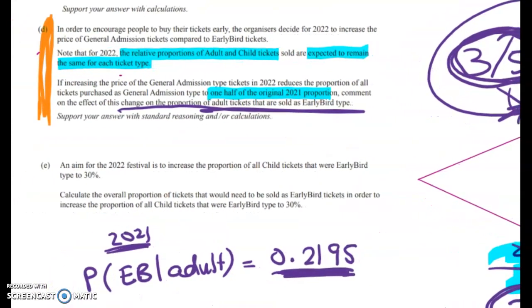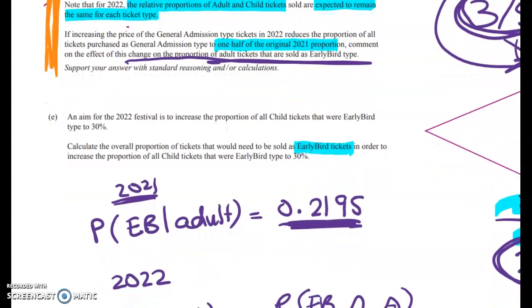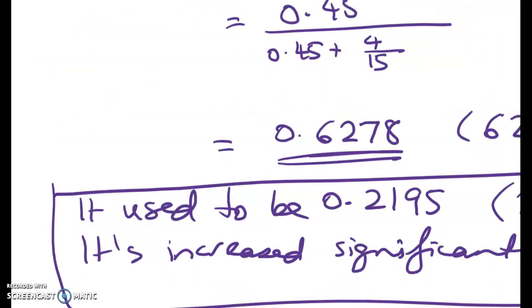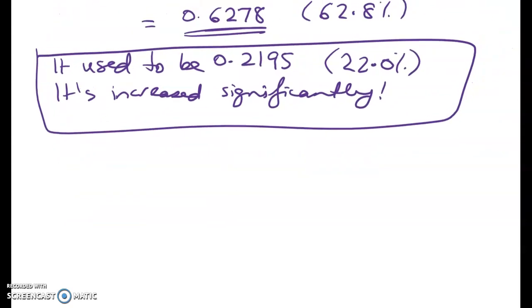Okay, let's look at the second part, which if you've got that first part in D, this kind of sets your brain up to do this part, right. An aim for the 2022 festival is to increase the proportion of all child tickets that were early bird type to 30%. So calculate the overall proportion of tickets that would need to be sold as early bird to increase the proportion of child tickets to 30%. So again, we are not mucking around with the second numbers. We just want to work out what fraction we'd have to have.